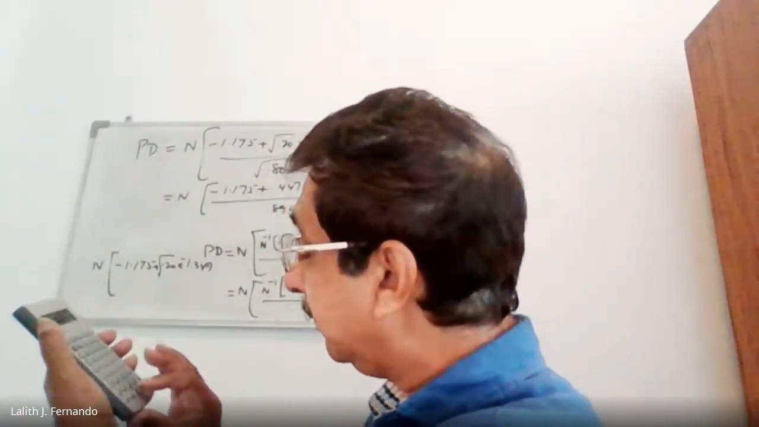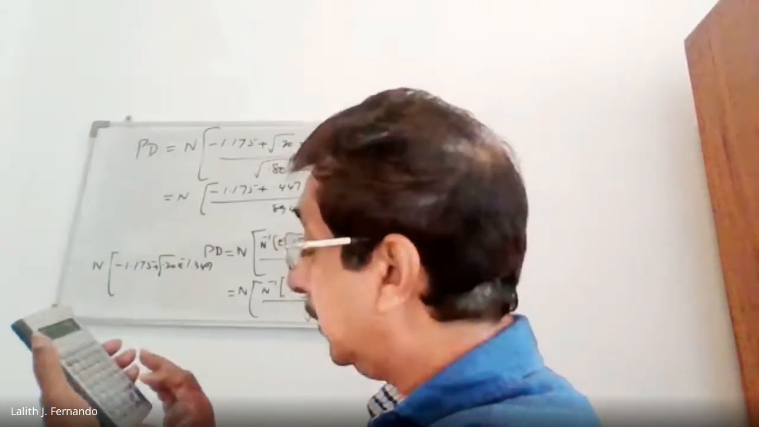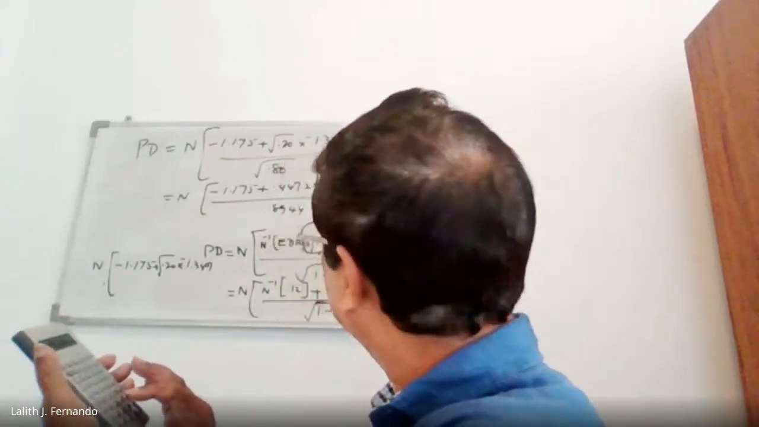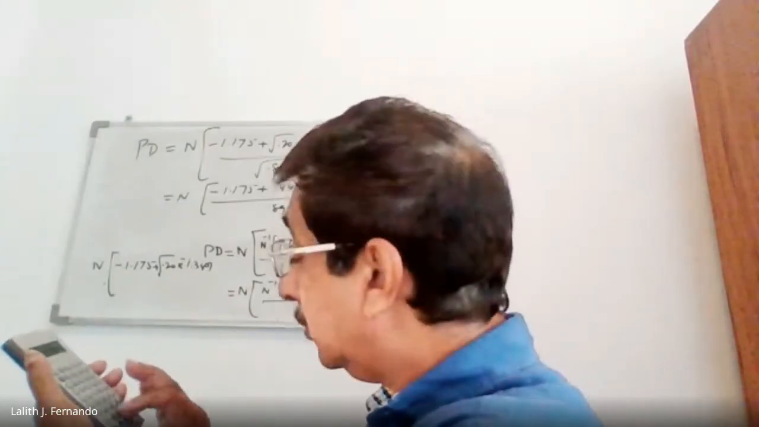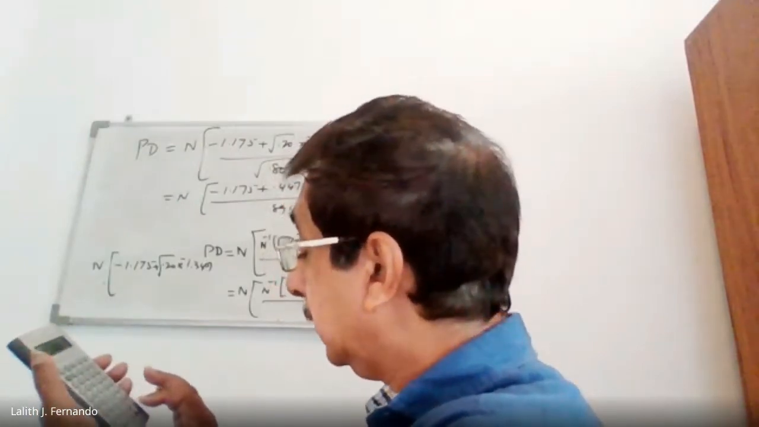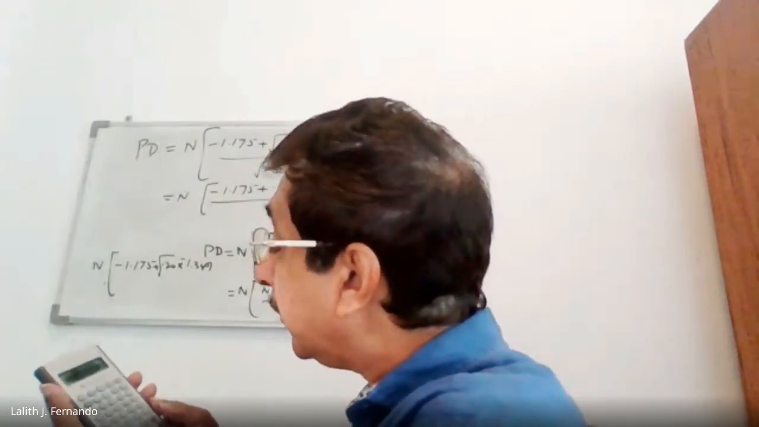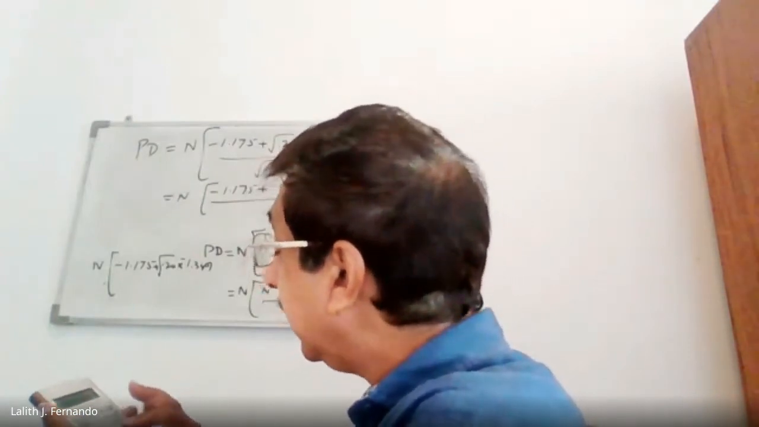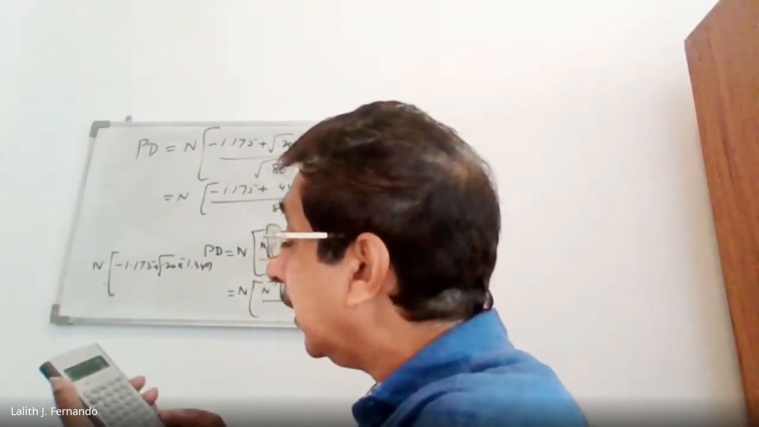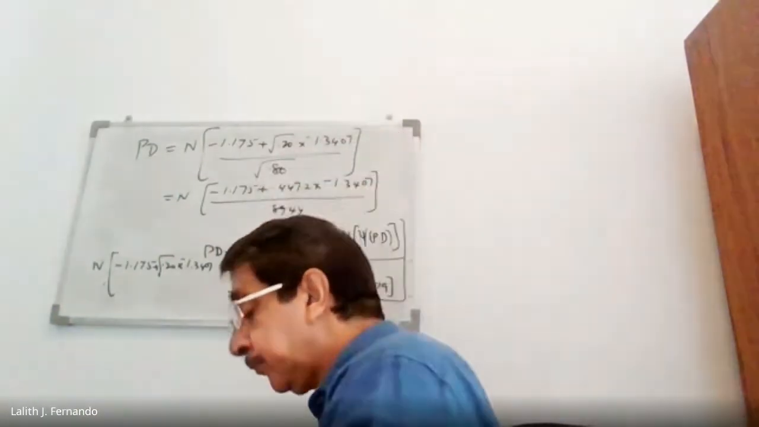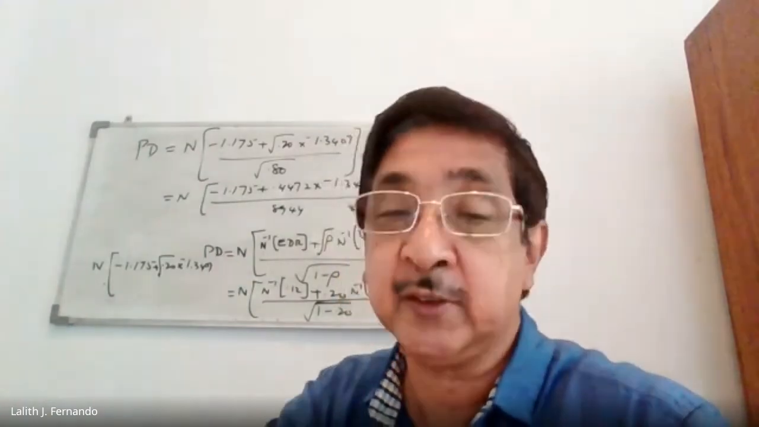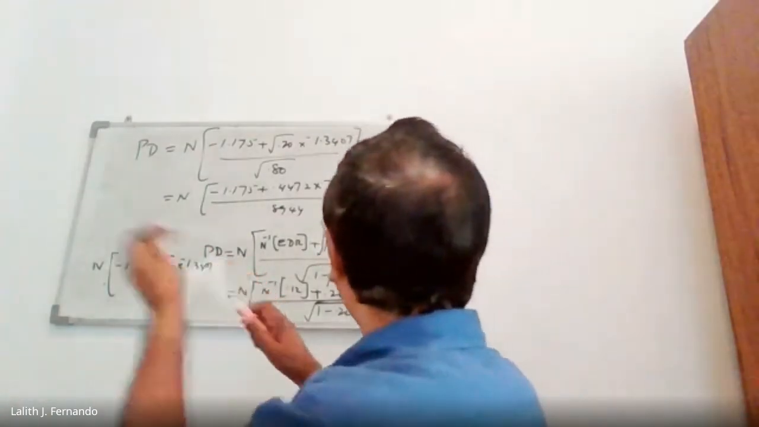I will do it again. 1.175 plus 0.4472 into 1.3407. So in the numerator you get 1.77456 divided by 0.8944. That comes to 1.984. That is the answer. Minus 1.984 would be the answer.